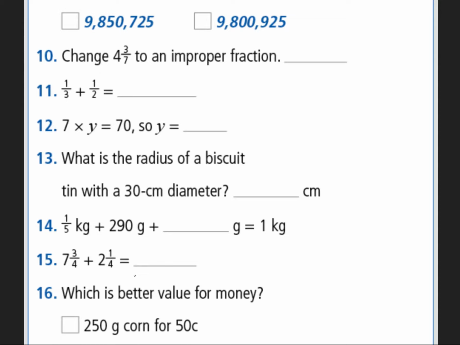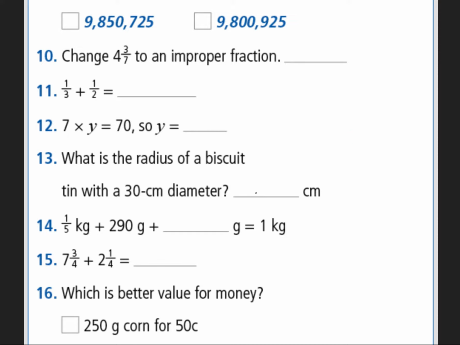Number 13, what is the radius of a biscuit with a 30 centimeter diameter? So if we draw the biscuit up here, we know the diameter is from one side to the other, going through the middle. It tells us that that is 30 centimeters. Now the radius is just from here out to the edge, so it's going to be half that distance. So it's going to be 30 centimeters divided by 2. That's going to give you the radius for the biscuit in here.